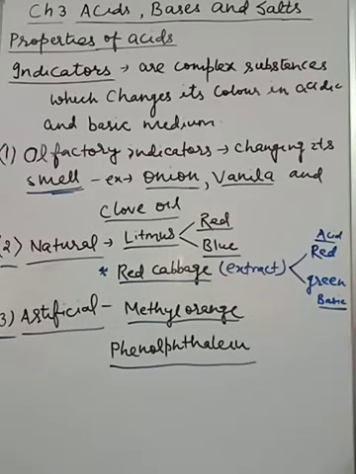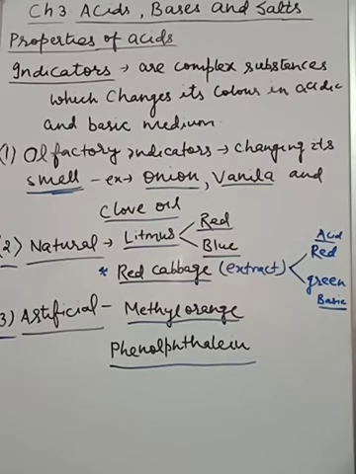Students, let's continue the topic properties of acid, in which we were discussing indicators. Children, here you can see what I have written on the board. Indicators are complex substances which change their color in acidic and basic media. Normally, an indicator is a substance used to identify whether the given substance is acidic, basic or neutral in media, and indicators are of various kinds.